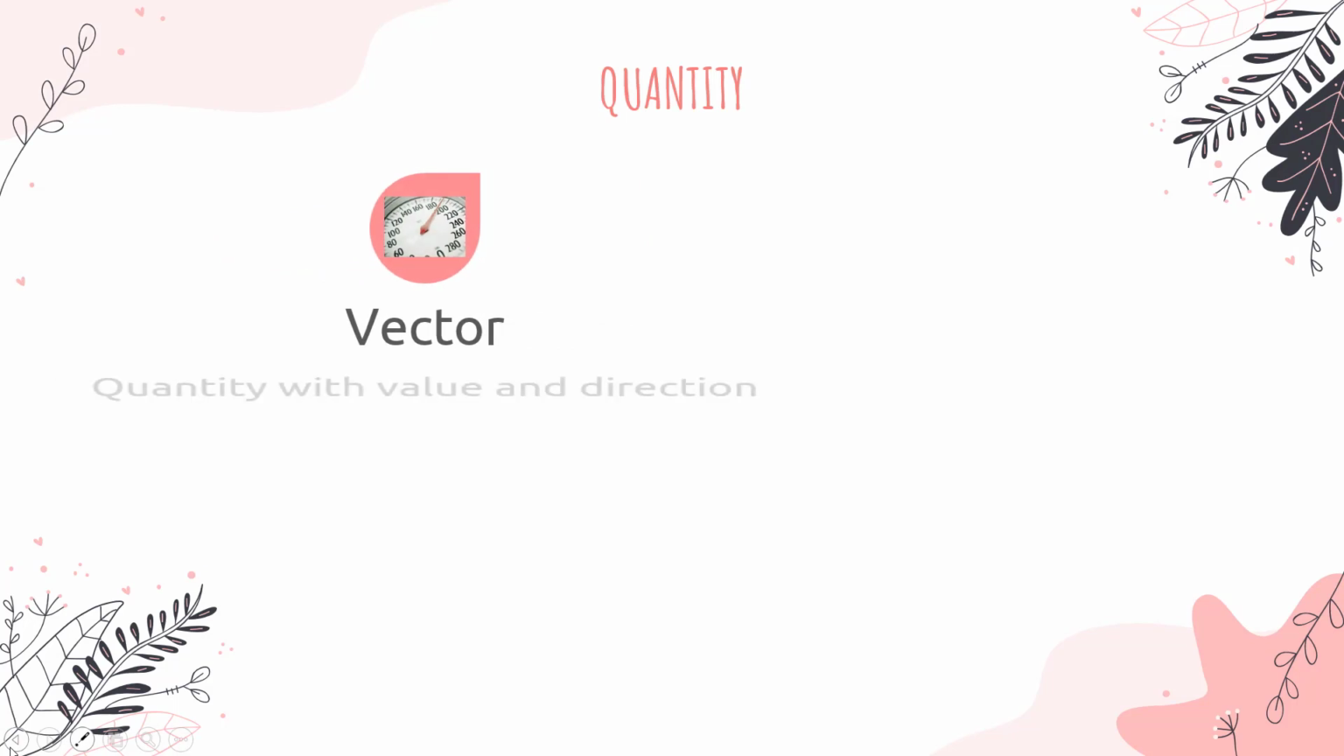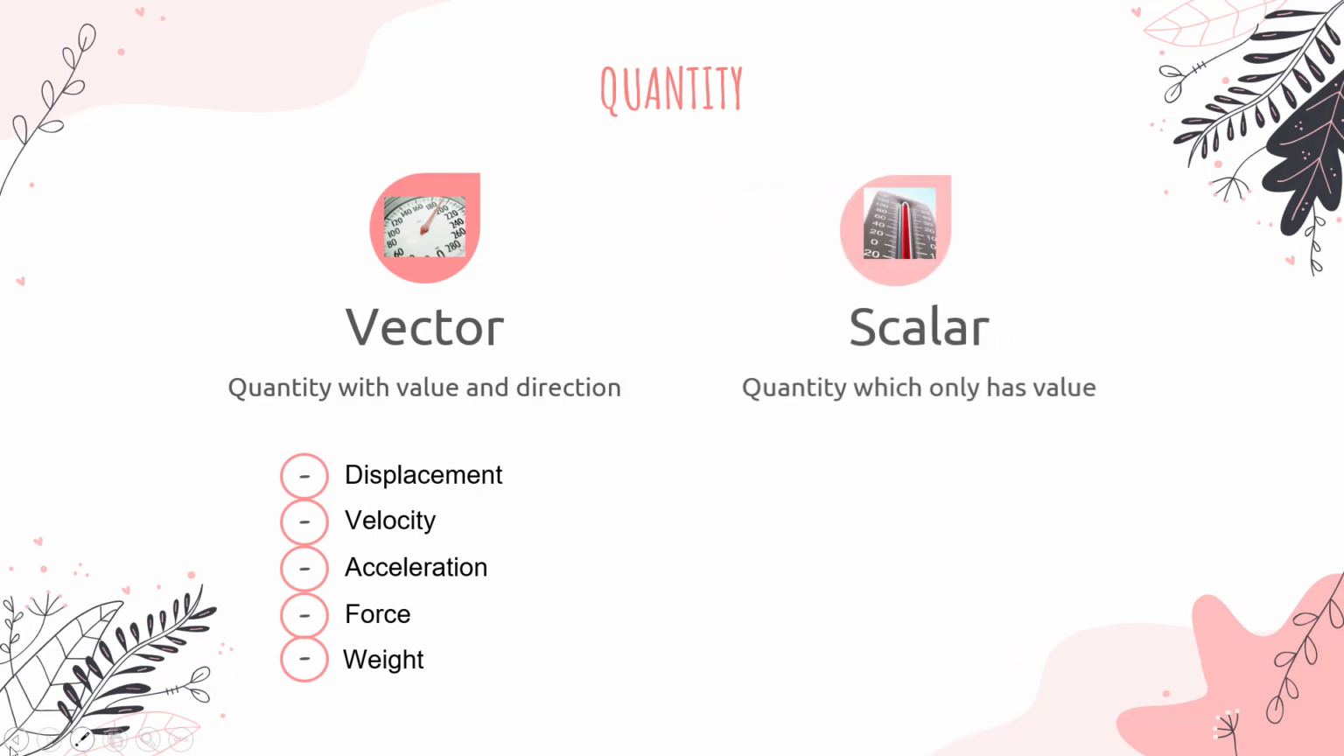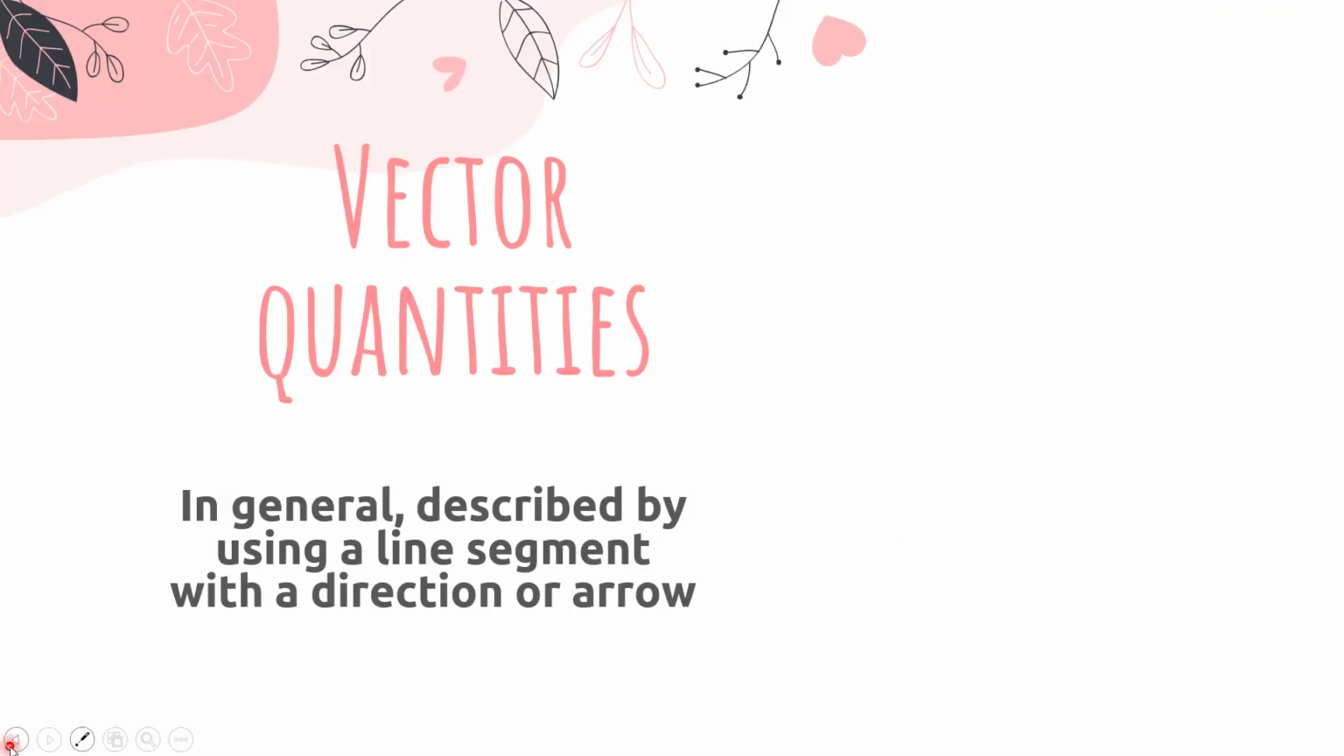So vector is a quantity that has a value and also direction. Examples of vector are displacement, velocity, acceleration, force, and also weight. Scalar is a quantity which only has value. It has no direction. So here we have distance, speed, temperature, volume, length, mass, and all of these quantities you've learned in physics lesson. Is that right? For now, what is vector quantities?